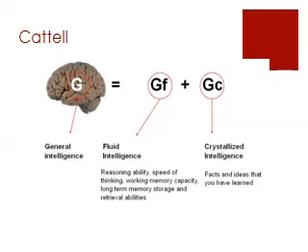Horn and Cattell came up with the idea of crystallized and fluid intelligence. Crystallized is acquired knowledge and skills and can be impacted by the environment and learning, whereas fluid doesn't depend on instruction, is culture-free, and enables an individual to solve novel problems and perceive relations and similarities.